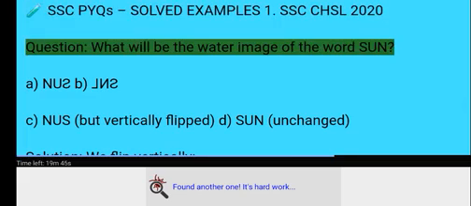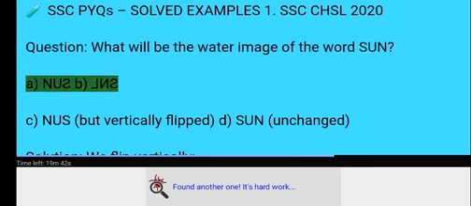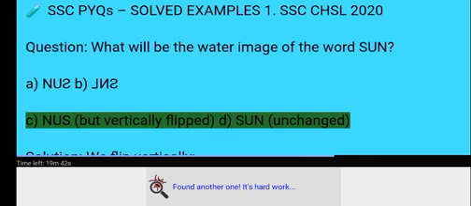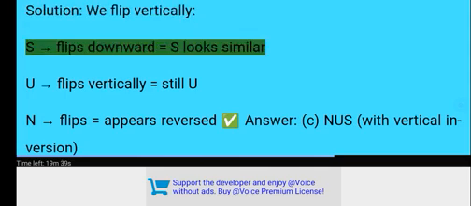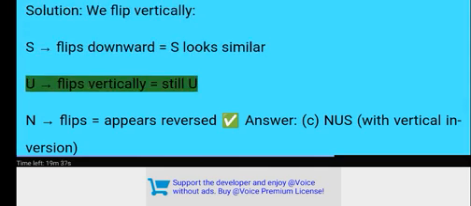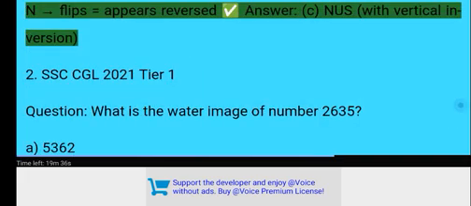SSC CHSL 2020. Question: What will be the water image of the word SUN? Options: A) a new one, B) NUS, C) NUS but vertically flipped, D) SUN unchanged. Solution: We flip vertically. S flips downward, S looks similar. U flips vertically, still U. N flips, appears reversed. Answer: NUS with vertical inversion.